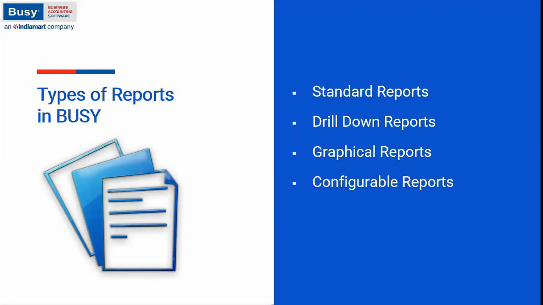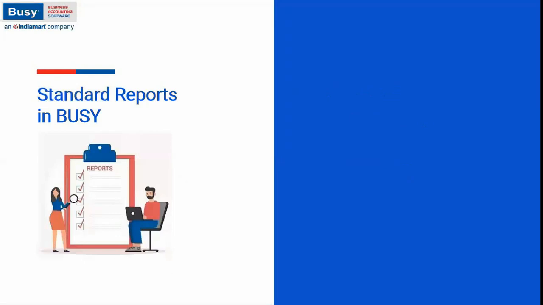In configurable reports, there are two types of configuration available. One is the custom column report, another is the columnar register report. So these are the different types of reports that are available in Busy. All types of reports are available within the software itself. So in the next slide, we will discuss standard reports.